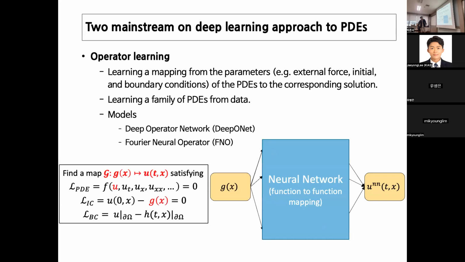On the other hand, there is another approach called operator learning. As you have heard, an operator means a mapping from function to function. In this case, for example, if we have a PDE, initial condition, and boundary condition, then we want to find not only u, but also a map from g(x) to u(x), where g(x) is, for example, the condition. It maps PDEs to the corresponding solution, learning a family of PDEs.